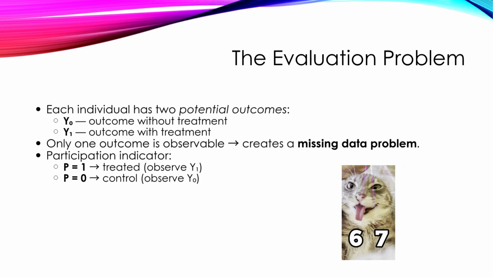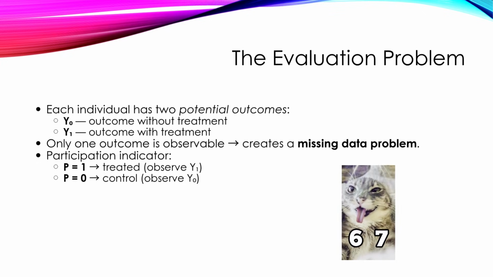So Y is the outcome of interest, and for each individual, there are two potential outcomes. Y0, which is the outcome without the treatment, and Y1, which is the outcome with the treatment. Both Y0 and Y1 are defined for all people, and you want to estimate the gain from the treatment, so the difference between Y1 and Y0. But since only one outcome is observed per individual, the difference is unobservable, creating a missing data problem.